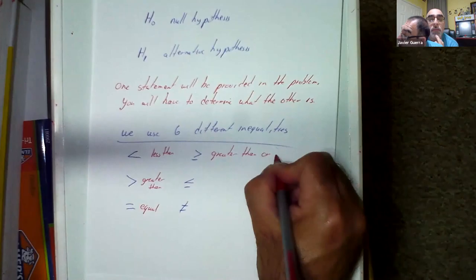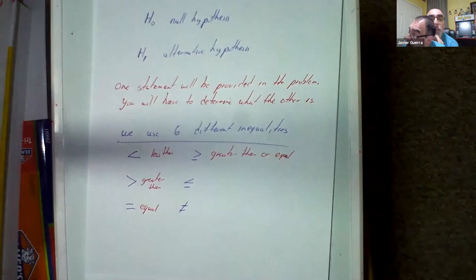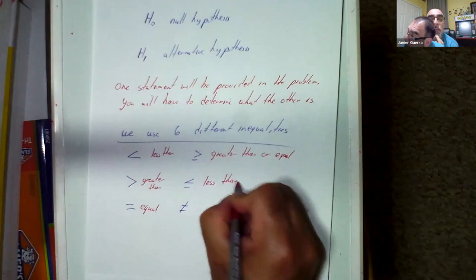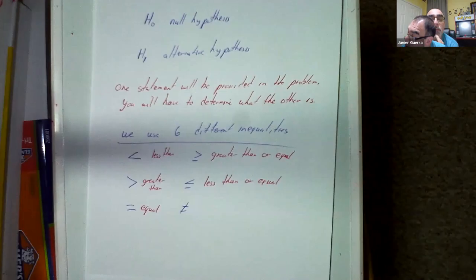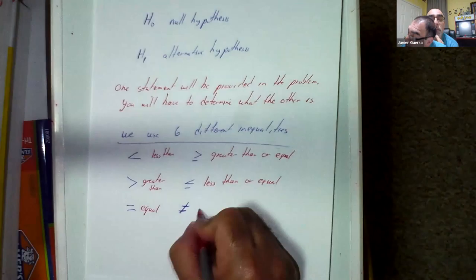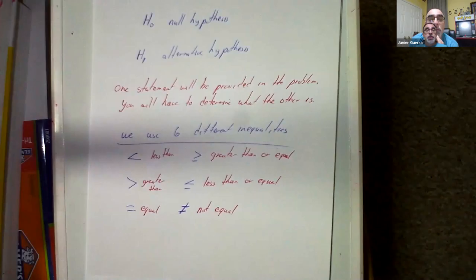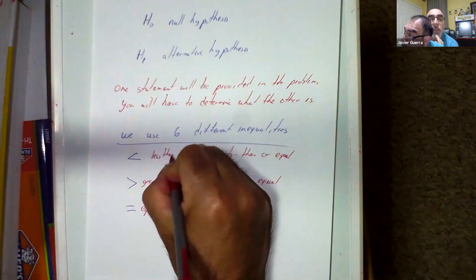And this one is less than or equal. And then this one has an equals with a slash across it. This one is called not equal. So make sure that you have these terms next to the symbols, because you're not going to see these symbols in the word problem. You're going to be seeing these terms on there.